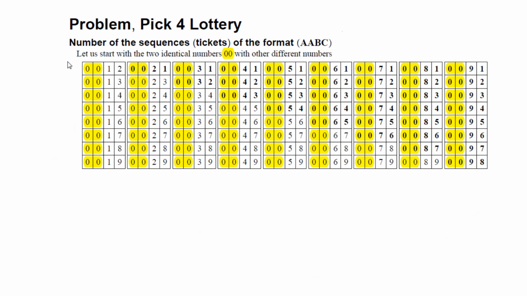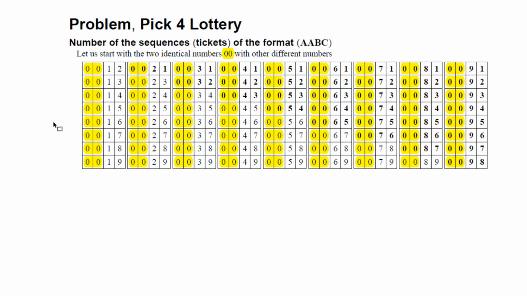Now if we want to make sure about the number of tickets of the format AABC, we can start with 2 identical numbers such as 00 and find all their combinations and then permute them. Again we do that for the 2 identical numbers such as 11, and we do exactly the same thing, and then 22 and then 33 until 99. So let's start now with 2 identical numbers such as 00. We have here in the first table 00 with 1, and then 00 with 2, and 00 with 3, and we keep doing that until the last table.